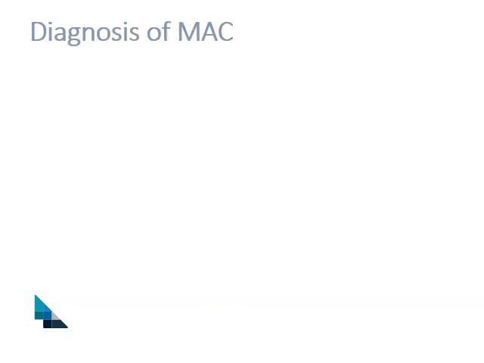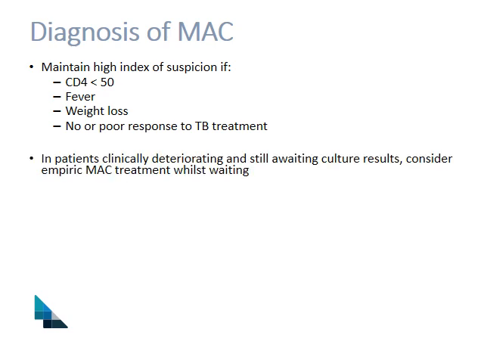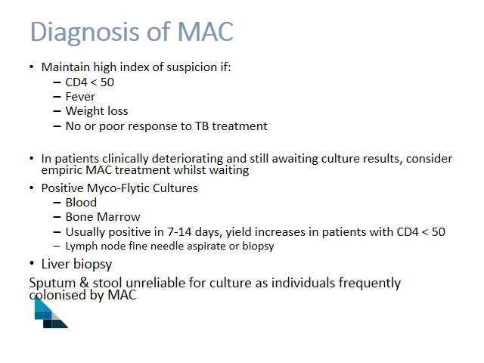So how are we going to diagnose our MAC now? The first thing is you might need to have a high index of suspicion. These are your patients with your very low CD4 counts. They'll have TB symptoms, but they're not responding to your TB treatment. And you may have to decide that while I'm waiting for my culture results, I'm actually going to have to give this patient empiric MAC treatment. Your cultures might come back pretty quick if you're lucky, if there are enough bacilli.